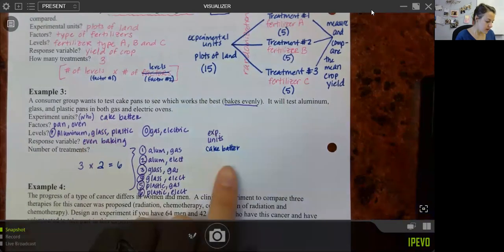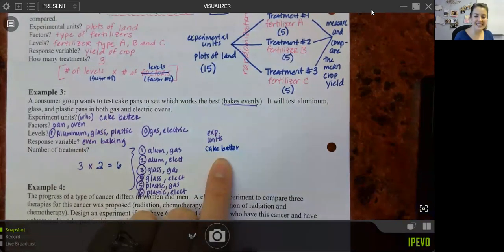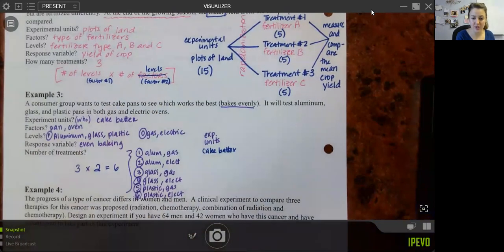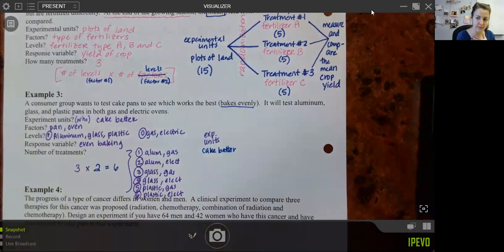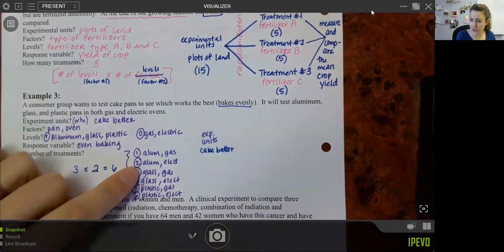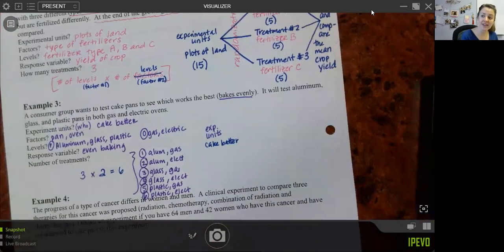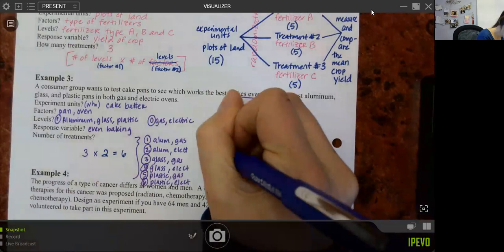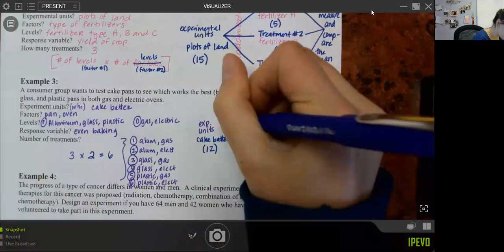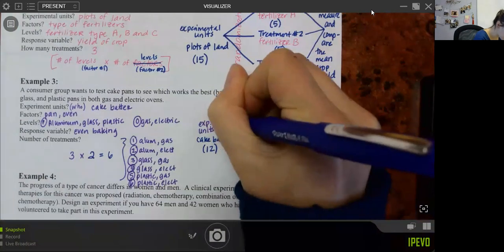Okay. Now, it doesn't say how many I should have. Up here, we had 15 plots of land. I'm not given that information down here. If it doesn't give you a number, you should always have at least 2 per group. And there's 6 different treatment groups here. So we would want to have at least 12.